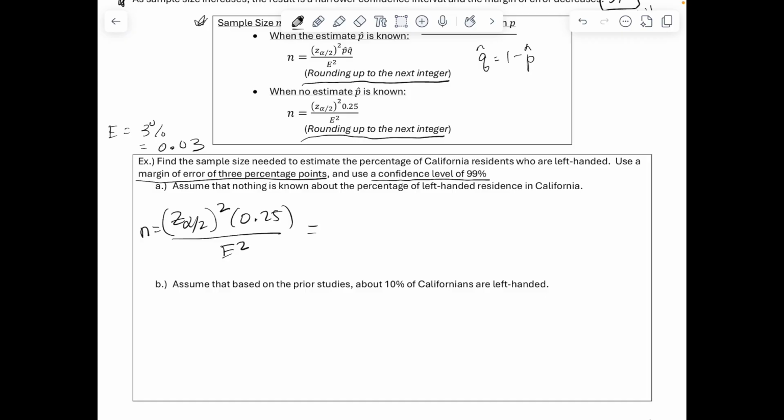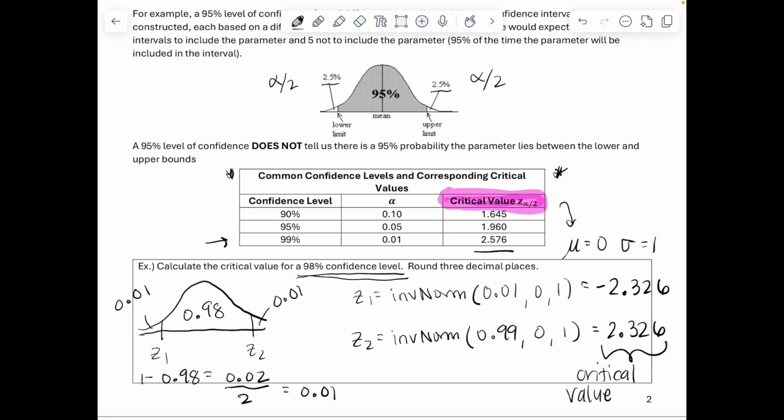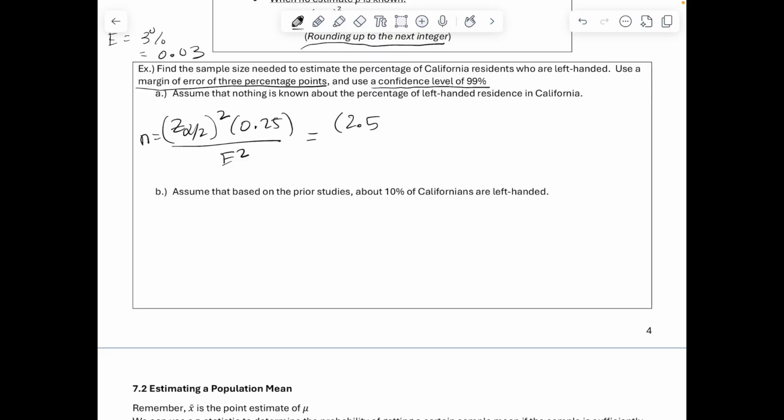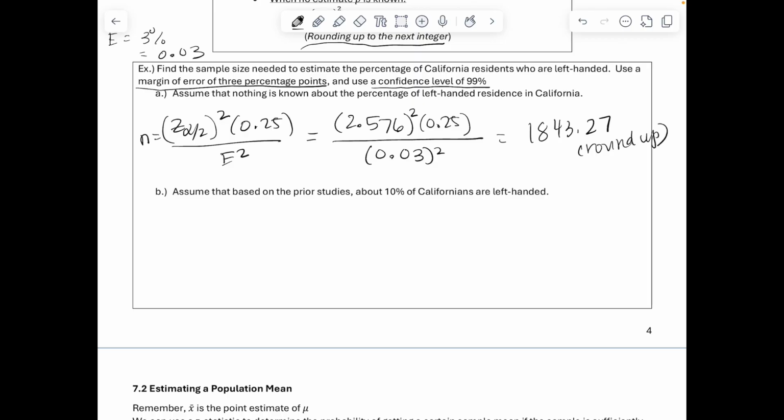And so for this, I need to get my z alpha over 2. So looking at our table on the bottom of page 2 with a 99% confidence level, you can see that our critical value, the far right column, is going to be 2.576. So our z alpha over 2 value is 2.576 squared times 0.25 divided by e, which we have as 0.03 squared. When working this out on our calculator, we get 1,843.27, but remember we always round up to a whole number, and so this is going to be 1,844 people that we will have to survey.